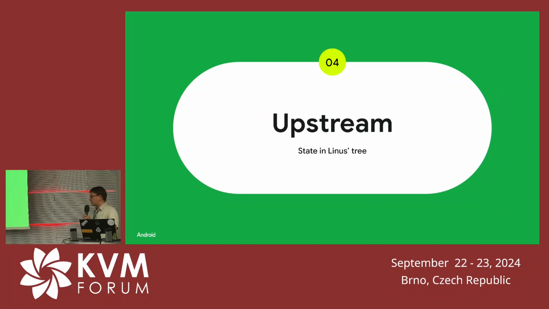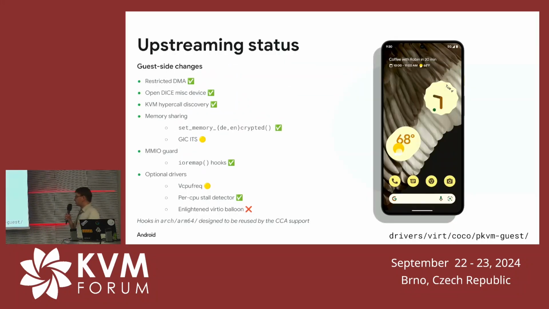All right, let's see where we are with upstream. Well, actually, we're in a pretty good state. The restricted DMA went up a while ago. I was working with the Chrome OS folks on that. The open dice stuff, we have a miscellaneous device that exposes that CDI chain to user space. And it allows user space to wipe it as well, so you don't leave it hanging around in memory.